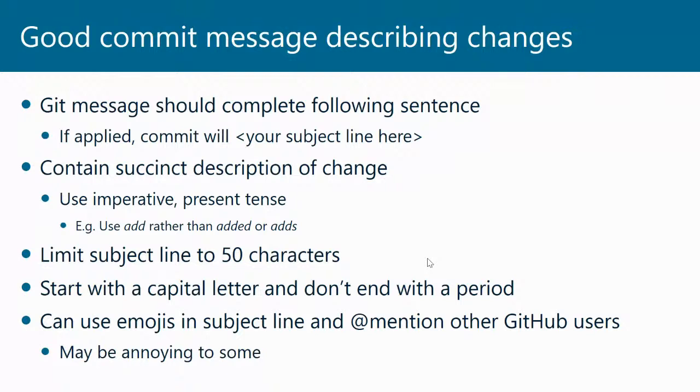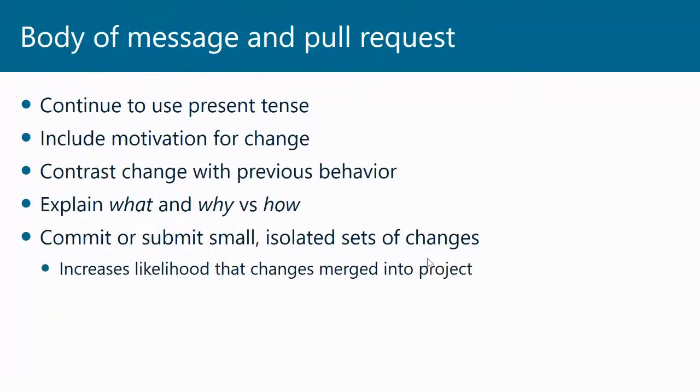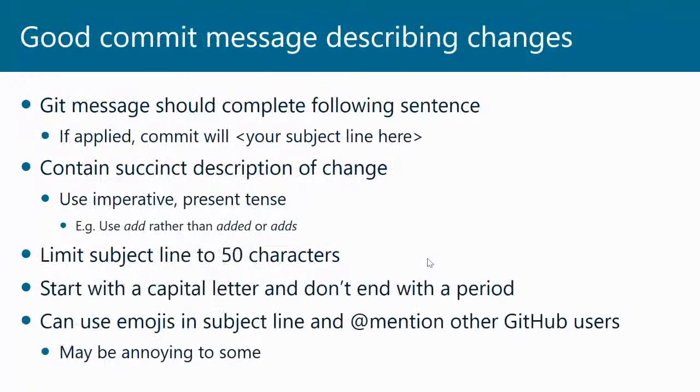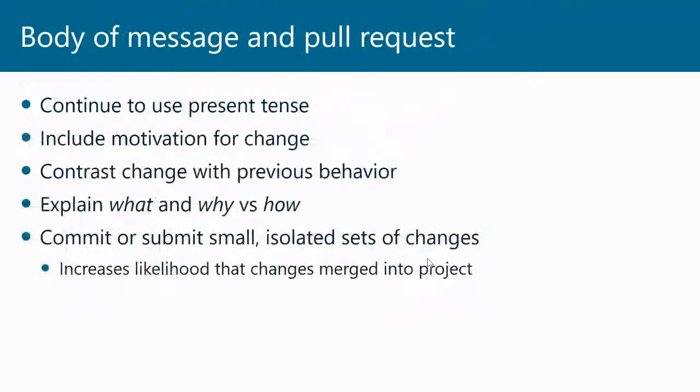You can use emojis in the subject line and also do an @ mention of other GitHub users, but that can be annoying, so I would use that sparingly. Right? For the body of the message and the pull request, you should follow these rules. Continue to use present tense, just like we talked about doing in the commit message. You should do the same thing in the body. Include the motivation for the change. Contrast the change with the previous behavior. You want to explain the what and the why versus the how.